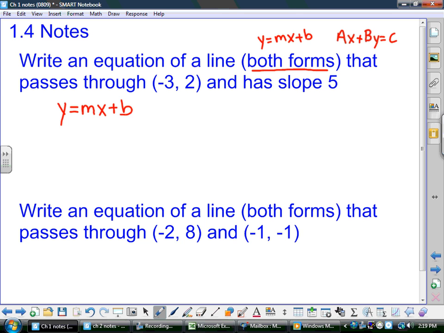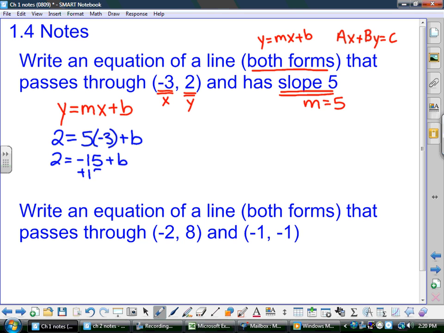If I start in slope-intercept form in this one, I have an x number that I can plug in, I have a y number I can plug in, and I have a slope that I can plug in. I will use those three things together in the equation and solve for b. y equals mx plus b turns into 2 equals 5 times negative 3 plus b. And if we solve for b, we get that b equals 17.